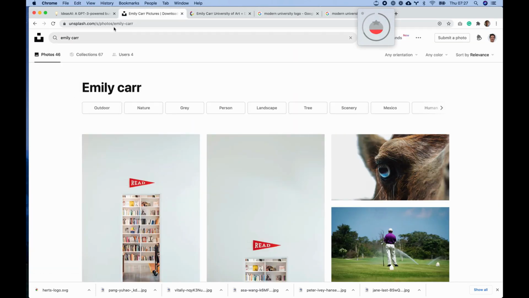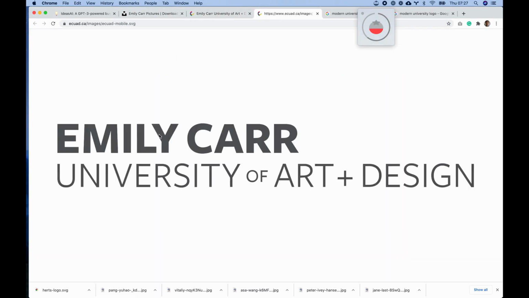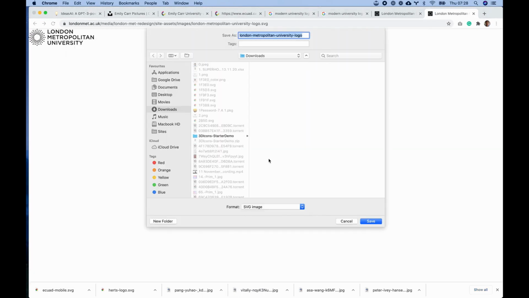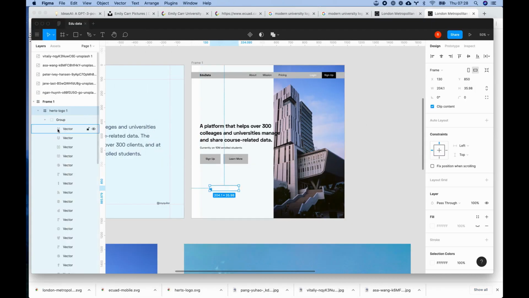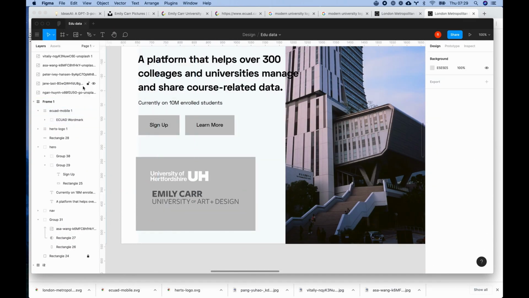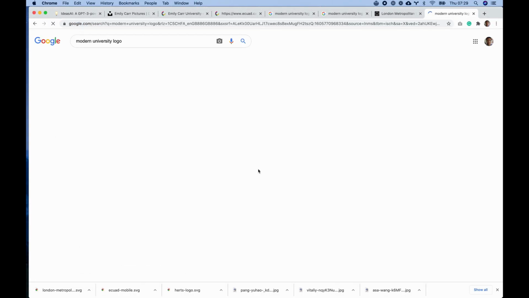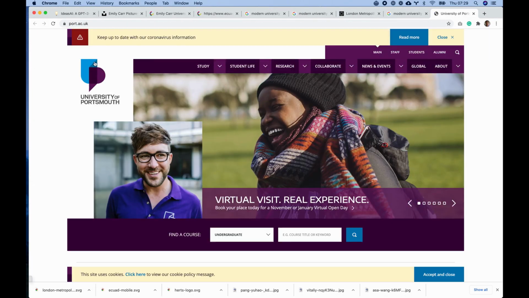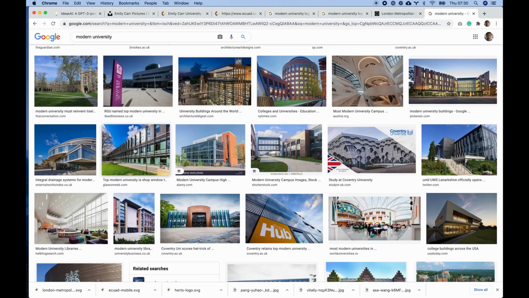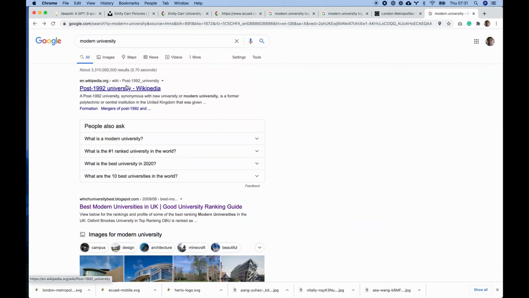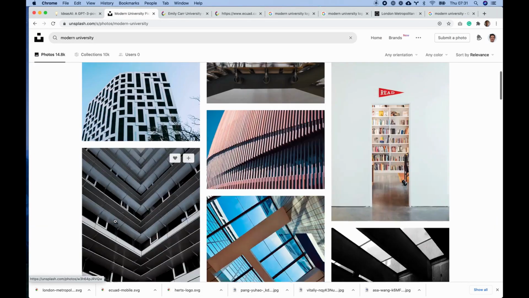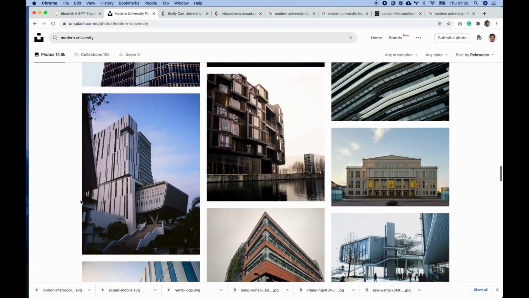This one's quite a modern architecture, so I thought this could be suitable. And also what I tried to do was find logos of universities that could be appropriate. And of course this could take forever. So this is a local university to me, and their logo is quite clean, because my style is very clean and minimal. So again, I was just looking for modern universities.